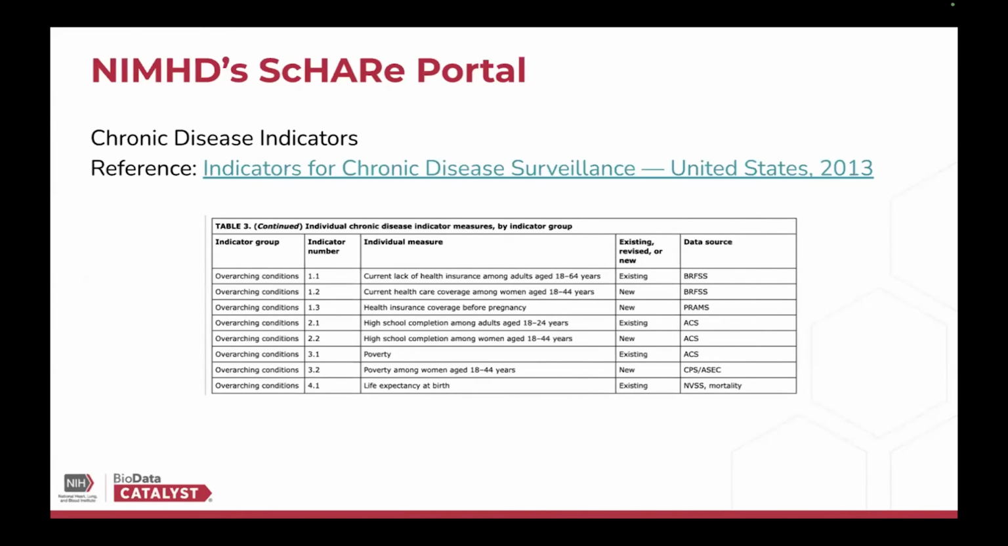I'm showing you here one of the tables from their reference that shows the one indicator group of these questions. And Kavya, during the course of her analysis showcase, will use this question number 1.1, which is in the overarching conditions category, and is current lack of health insurance among adults aged 18 to 64 years. So we'll have a bit more description about how we get to this data and use it in Kavya's presentation.